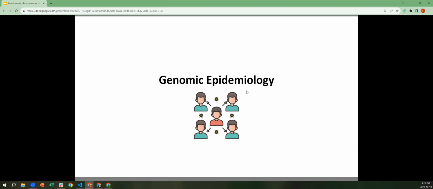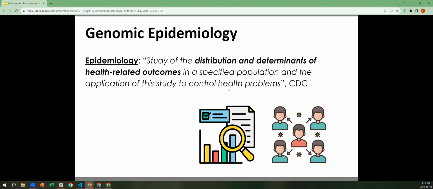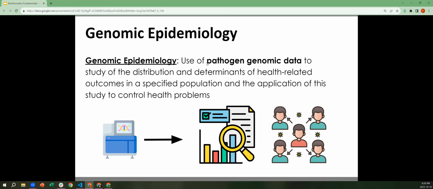Genomic epidemiology. What is it and how do we use it? So epidemiology is the study of the propagation of diseases through populations. And we have traditional epidemiological techniques such as contact tracing, which allow us to visualize the propagation of a pathogen through a community. And in that way, we can make informed decisions about public health policy. What genomic epidemiology does is it combines the use of pathogen genomic data with the traditional epidemiological data in order to get a higher resolution map of the transmission network of a pathogen through a community.